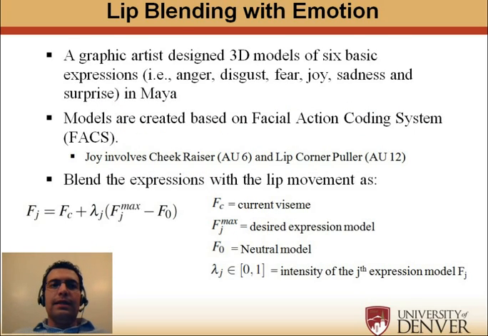In order to blend visual speech with emotion, a graphic artist designed 3D models of 6 basic expressions in Maya. These models are created based on Facial Action Coding System facts. For example, joy involves the cheek raiser and lip corner puller. We then blend expression with the lip movement using this equation, which basically says to blend the current viseme with the difference of the expression and the neutral face, multiplied by the intensity of the expression model.